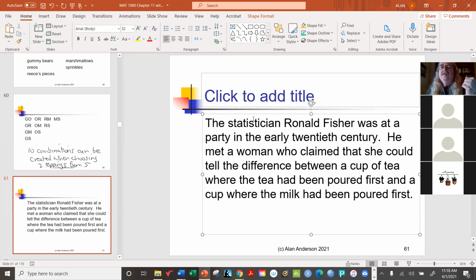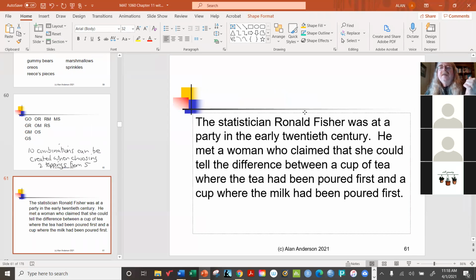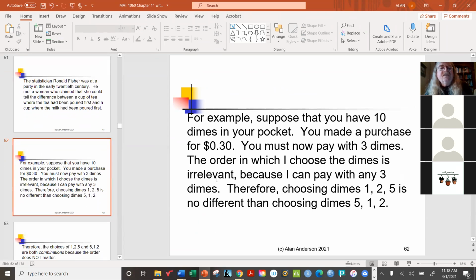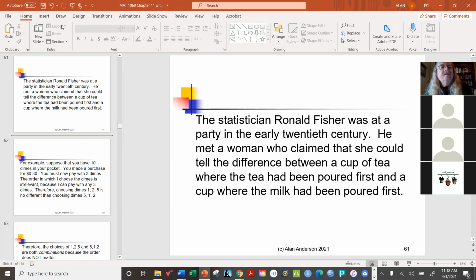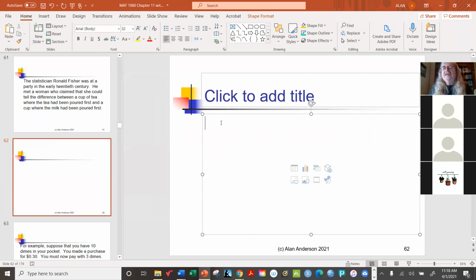Okay, now, does this seem plausible? I mean, after all, they're just going to swirl themselves together. And so Fisher devised an experiment. Now, this guy's a statistician. He can't help himself. As soon as he hears this, okay, so Ronald Fisher decided to conduct an experiment to test her claim.